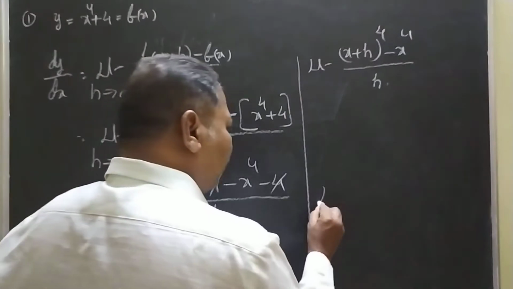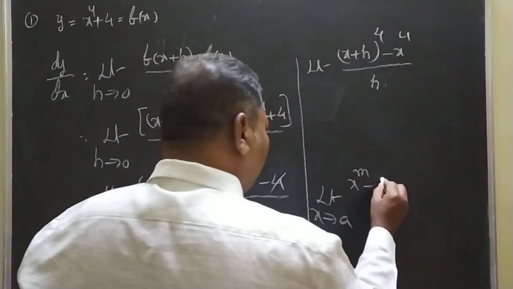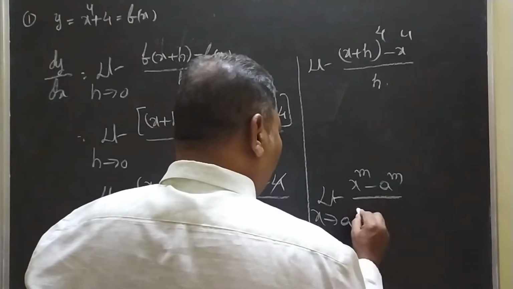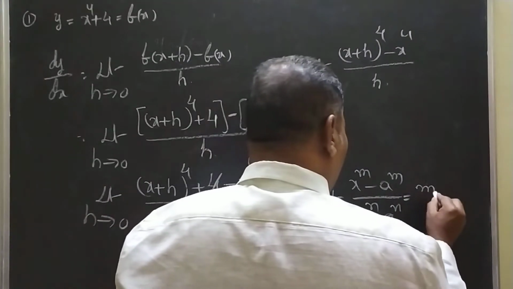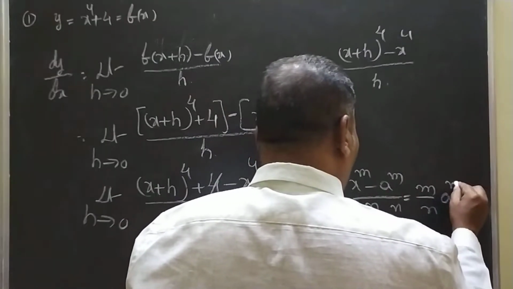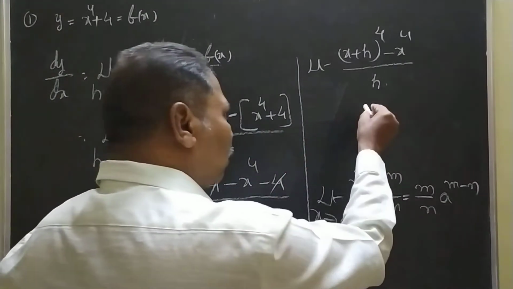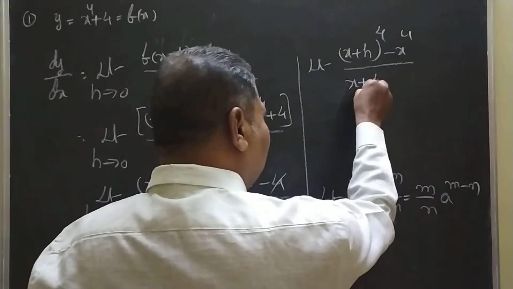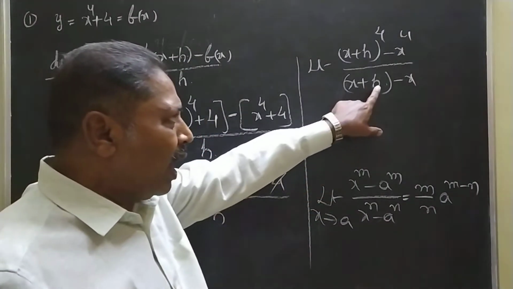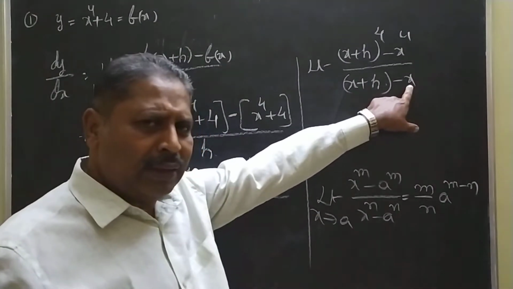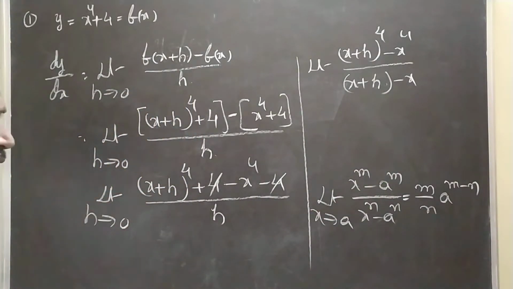So we apply this formula. Limit x tends to a of (x power m minus a power m) by (x power n minus a power n) equals m by n into a power m minus n. This is the limit formula. So add plus x and minus x in the denominator. Similarly, add x on both sides.